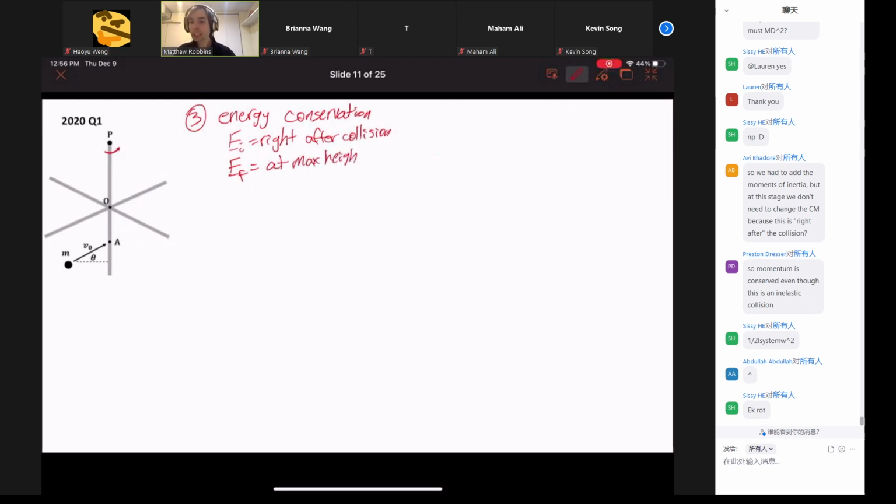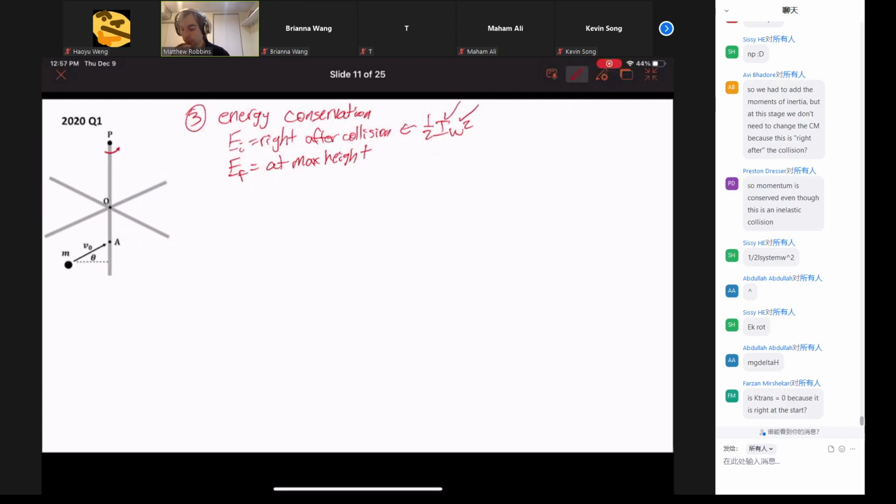So initial energy, as people said, is just half I omega squared. There's only a rotational part to the kinetic energy. So right after the collision, it'll be half I omega squared. Well, we know this. We calculated the moment of inertia, we calculated the angular velocity. What is the final energy? Right, so then the final energy is mg delta h.